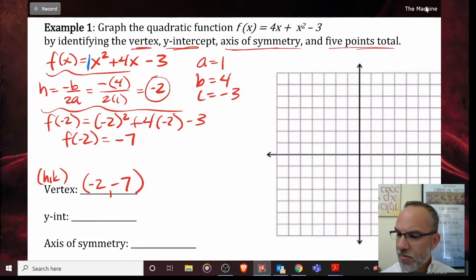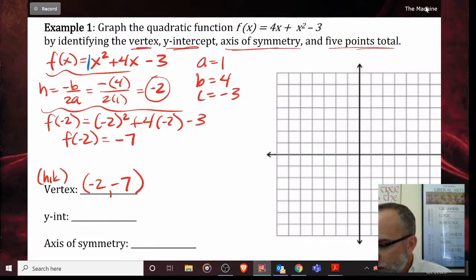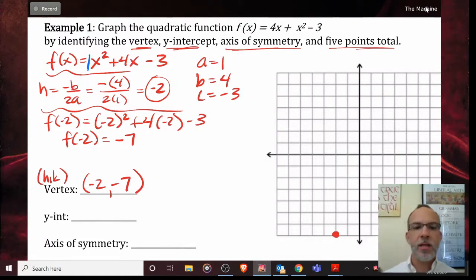Negative 2, negative 7. Okay, let me plot that point. Negative 2, do I have enough room? I think I do. 1, 2, 3, 4, 5, 6, 7. Wow, the vertex is way down there. Okay, now, what's the y-intercept?